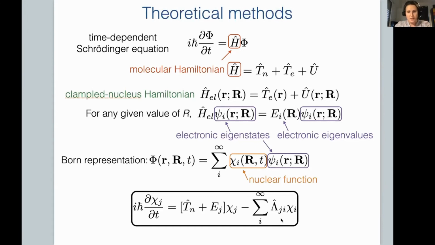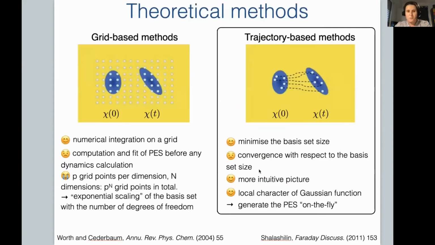A key difference between the methods that I want to describe for the coupling between electron and nuclear dynamics is the description of this nuclear function. One set of methods are the grid-based methods on the left-hand side, for which you express the nuclear function on a grid, and then you numerically integrate the equation of motion. So this is quite convenient. However, that means you need to pre-compute and fit the potential energy surfaces before you can actually run the dynamics calculation.